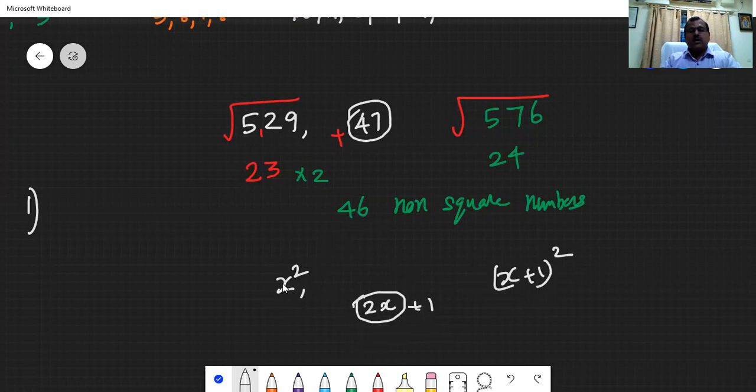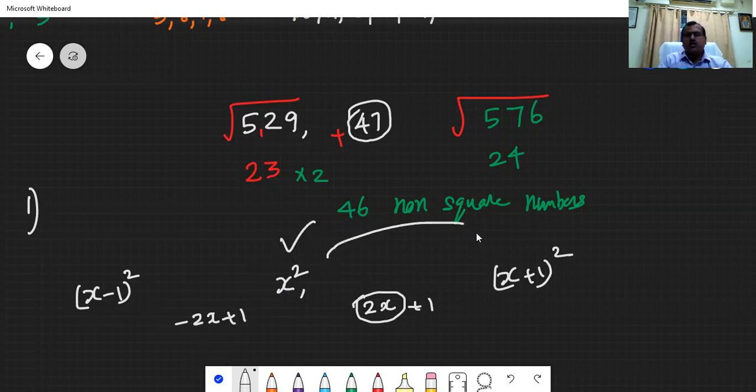Suppose they give one square number, can you find the previous square number, sir? Yes, we can find the previous square number. One square number is given. How to find the previous square number? You have to subtract minus 2x plus 1, which will give you the previous square number. So one square number is given. How to find the next square number? How to find the previous square number? All this is possible if you know the square root of this number.